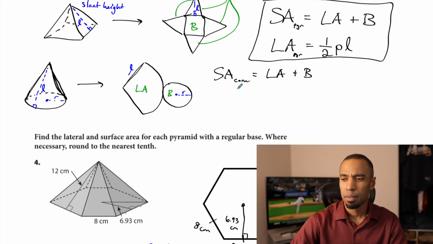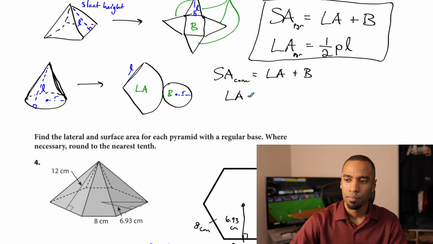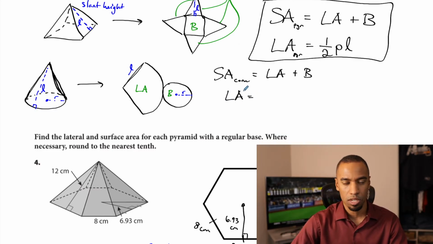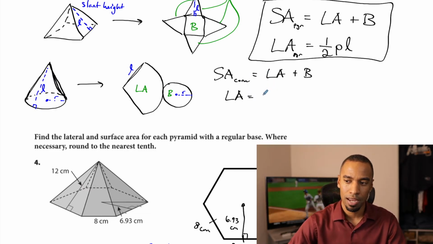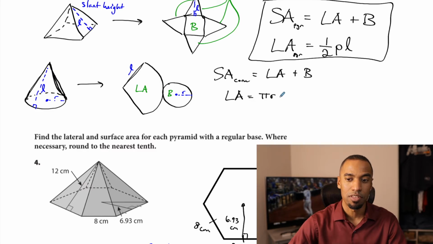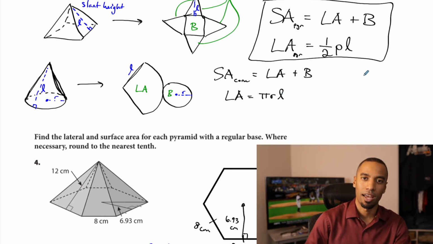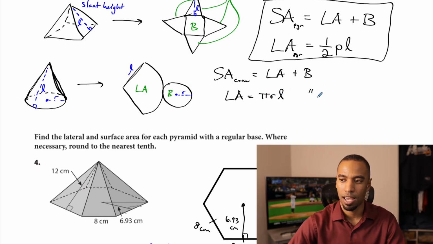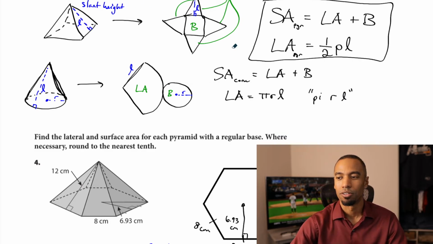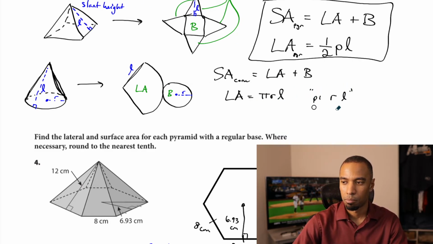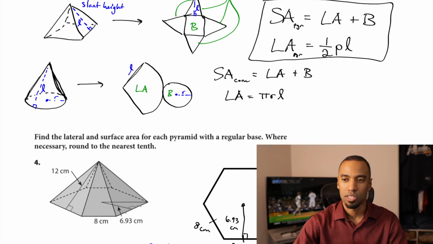Lateral area, again, I'm not going to dive into the reasoning behind it. It would take a moment. But the lateral area is pi times the radius of the base times the slant height of the cone. Pi r L. I like to call it pi r L, it looks like it says pearl. Pi r L. Say it fast. That's the lateral area.